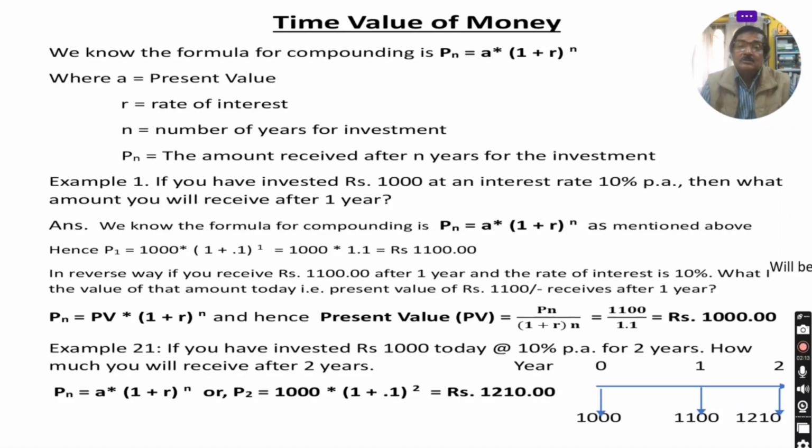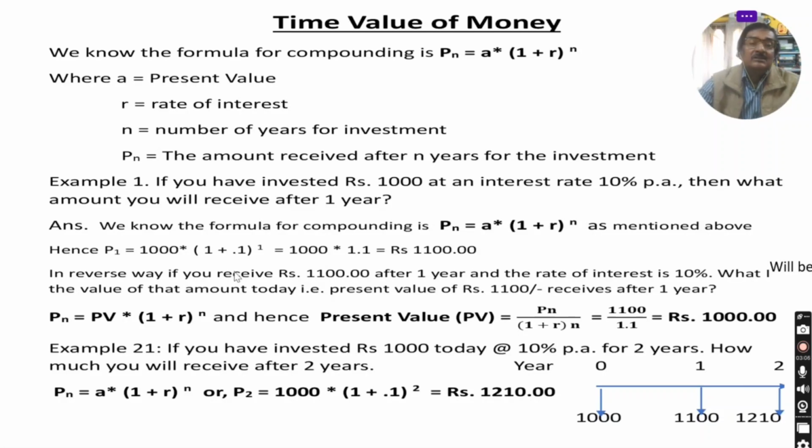If you get rupees 1100 after 1 year, and the rate of interest prevailing in the market is 10%, its equivalent value today is rupees 1000. That is also shown by this example. If you receive 1100 after 1 year and the rate of interest is 10%, what will be the value of money today? So you have to find out, in this case, the present value. P1 is given as 1100, that is the amount after 1 year. R is the interest rate, that is 0.1. Power N is equal to 1. The present value is 1000.